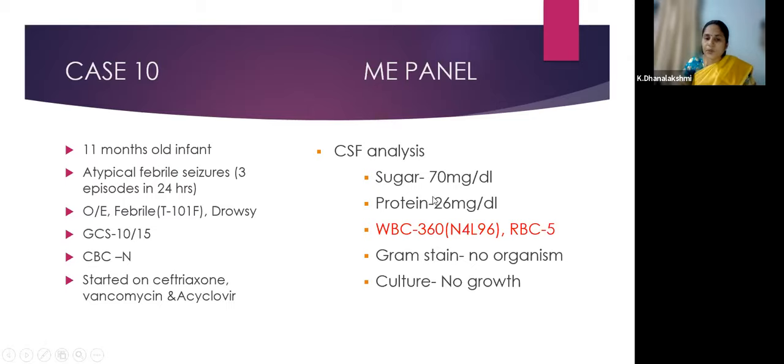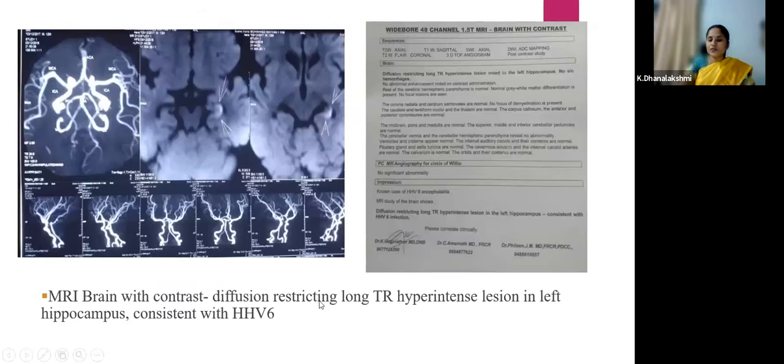What is the protocol for aseptic meningitis? Usually we give ceftriaxone for 5 to 7 days. Here, if you order an ME panel, it is positive for HHV6. MRI brain with contrast shows diffusion restriction, hyperintense lesion in the hippocampus consistent with HHV6. So we are able to stop antibiotics, seizures got controlled, fever settled, and we are able to discharge on day 3, day 4. This is how we have to use this ME panel.